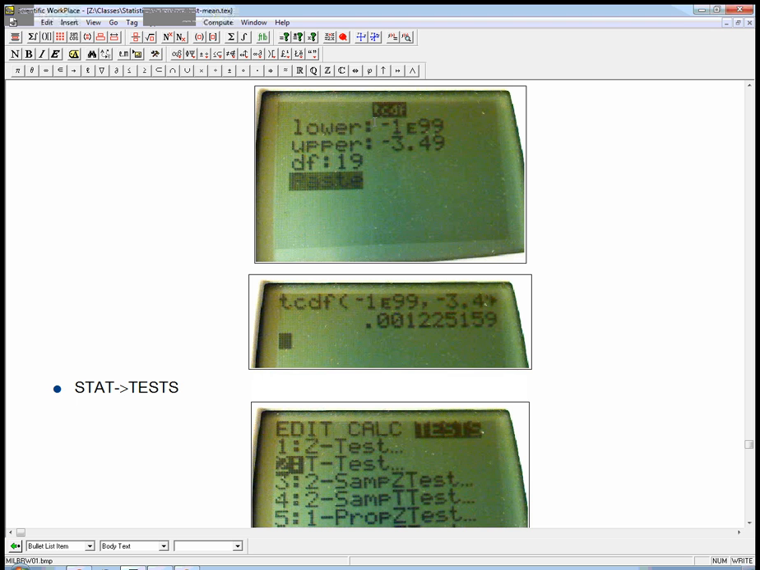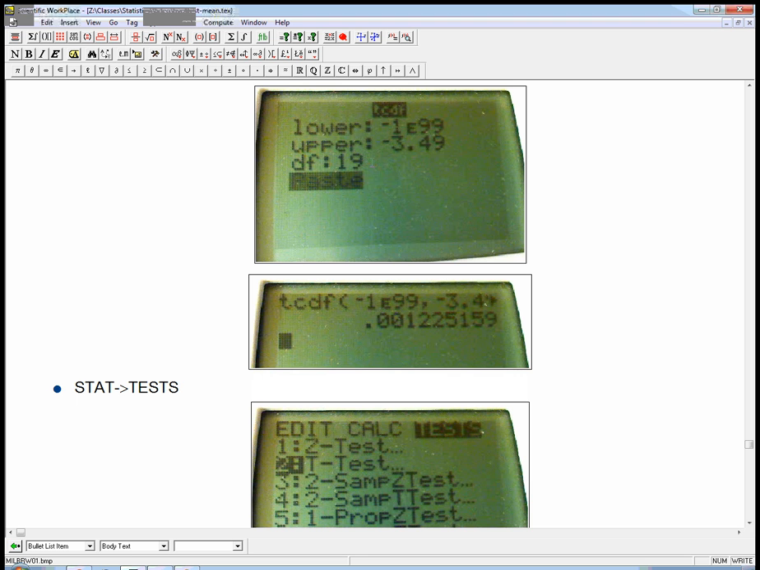So this actually is preset, minus 1E999, an absurdly low number, just basically minus infinity. Then we put in the minus 3.49. We've got to put in our degrees of freedom. Remember, that's n minus 1. And that's because, unfortunately, it's really not so bad.